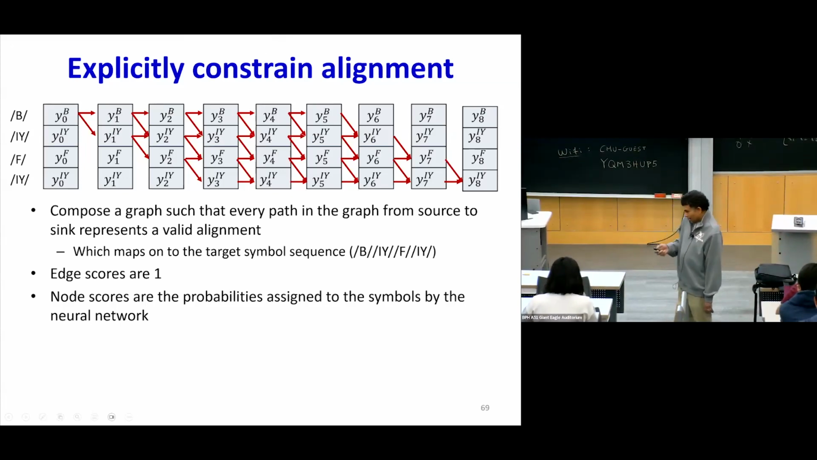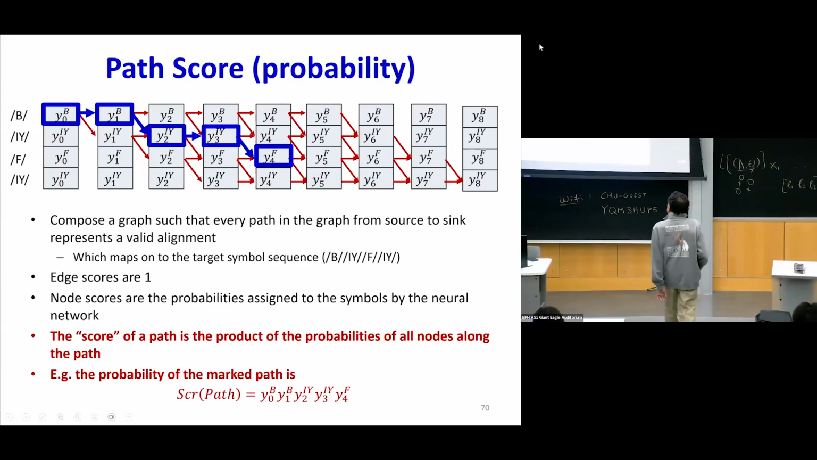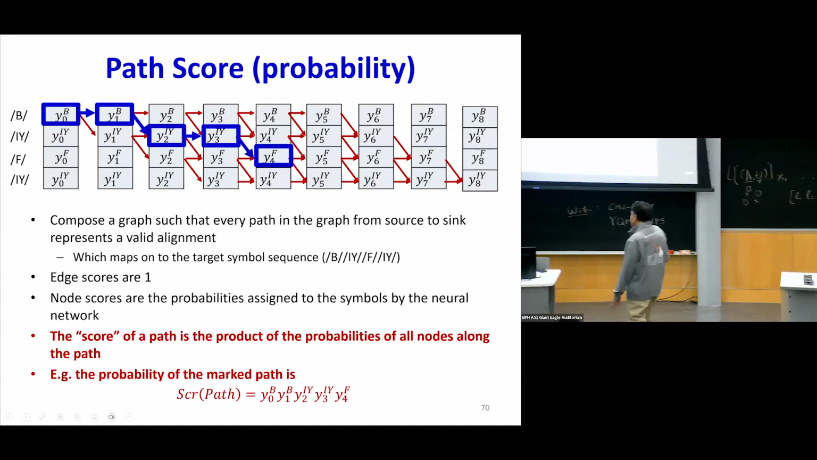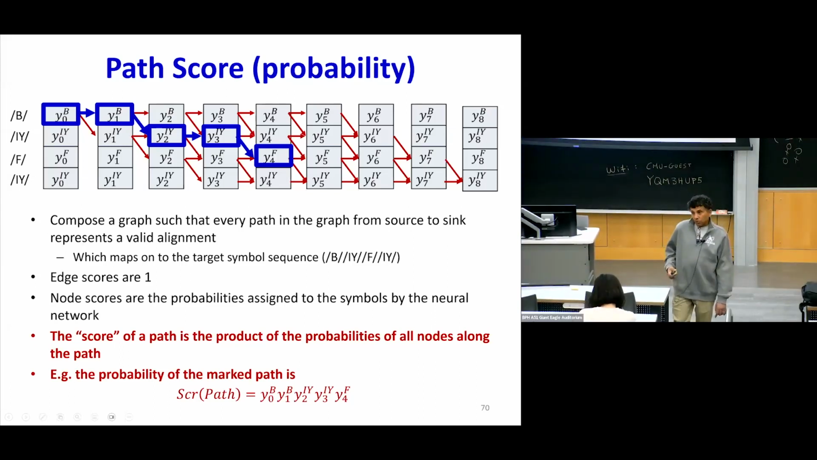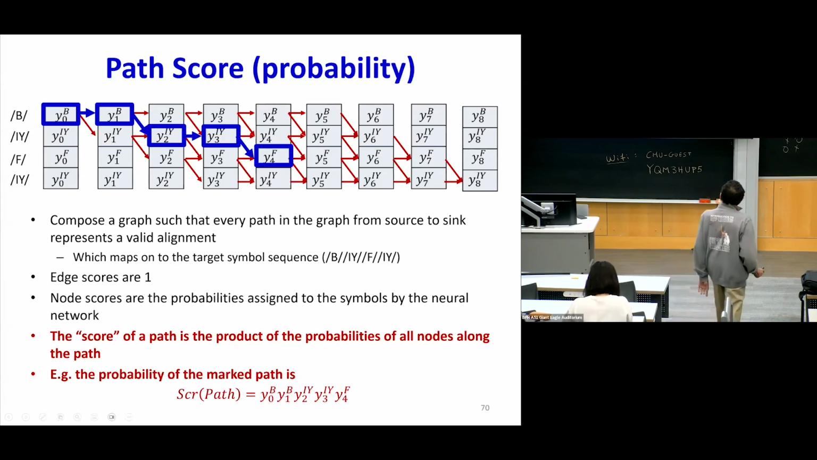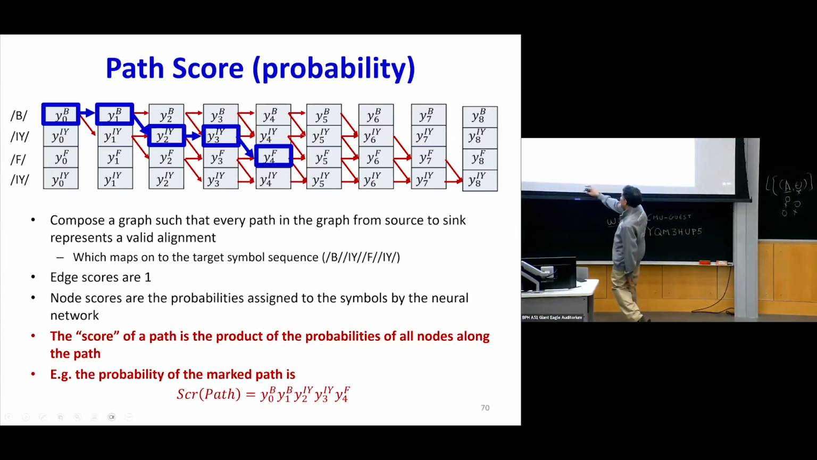And so here, we've composed a graph such that every path in the graph from source to sink represents a valid alignment of my compressed symbol sequence to the input. The node scores are the probabilities as computed using the neural network. The edges are assigned a score of 1. You're just composing paths, right? And the score of any path in the graph is the product of probabilities of all nodes along the path.